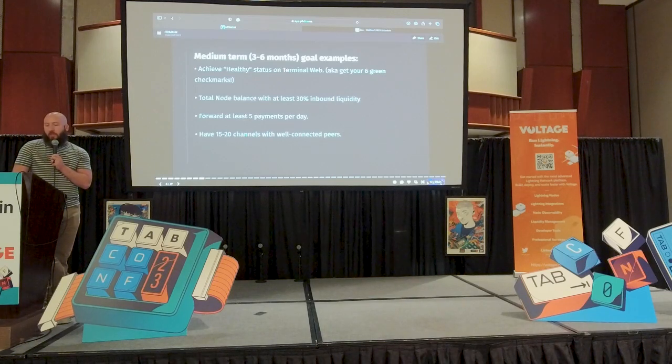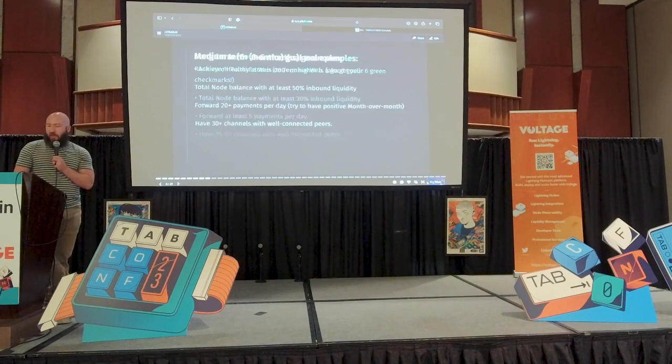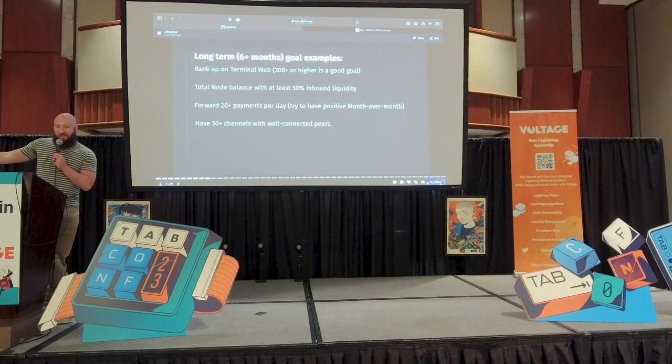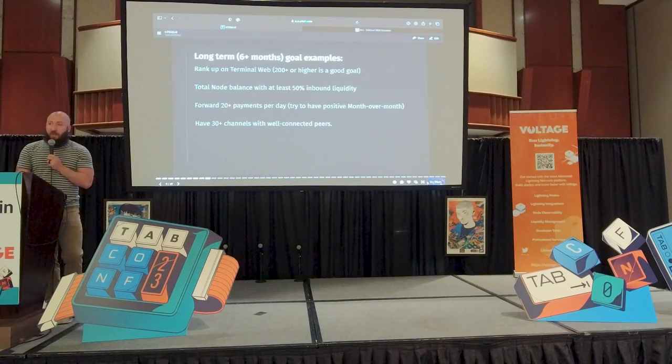And yeah, so total node balance, we'll be talking about that, but medium-term goal, maybe get 30%, or at least 5 payments per day, and maybe get up to 20 channels. And then long-term, maybe you want to rank up on the terminal website. Again, you don't have to worry about this unless you really, really want to. It's kind of gamified, but these are some long-term goals, maybe. Maybe you want to get 50% of your node to have inbound liquidity for 20 payments or more per day. Have 30 channels. That is a heck of a node right there.